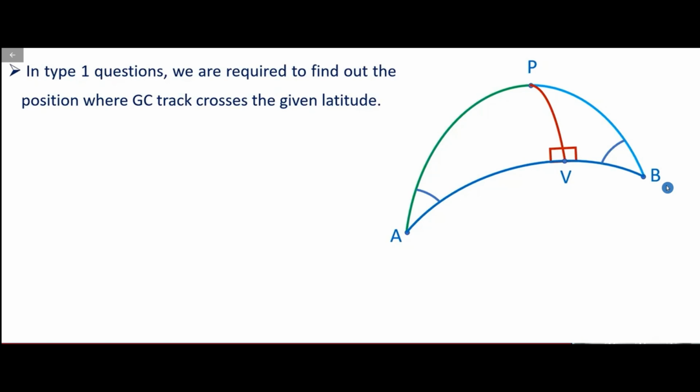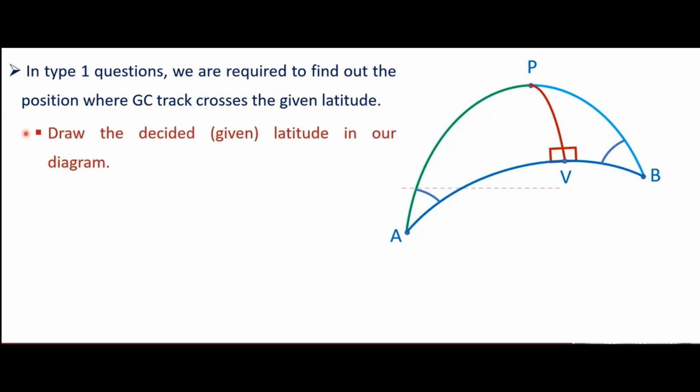In this example, I have assumed that the vertex lies inside the triangle. It can be solved with the vertex lying outside also. The method is exactly the same. They will give us one particular latitude and we need to find out the position where the great circle track crosses that latitude. We can just draw the parallel of latitude that we have decided upon. Wherever this parallel of latitude crosses our GC track, this is the waypoint that we are interested in.